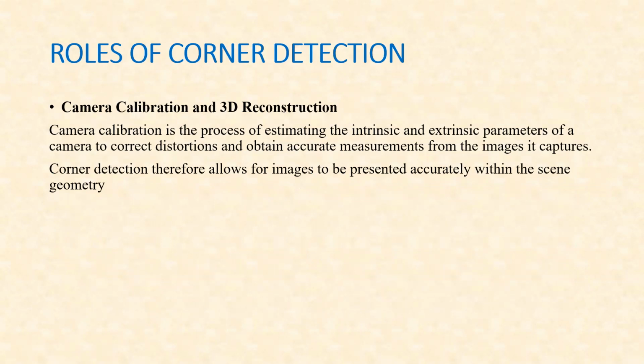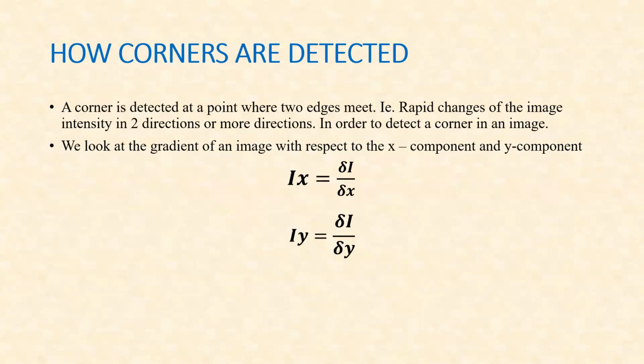Calibration is all about estimating the intrinsic and extrinsic parameters of an image so that you can come up with an accurate image or a video within the 3D space or the geometry scene. And corners help us to perform that task.